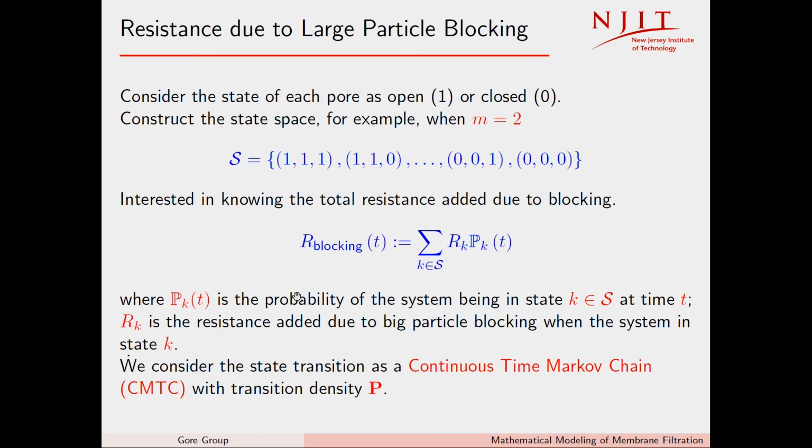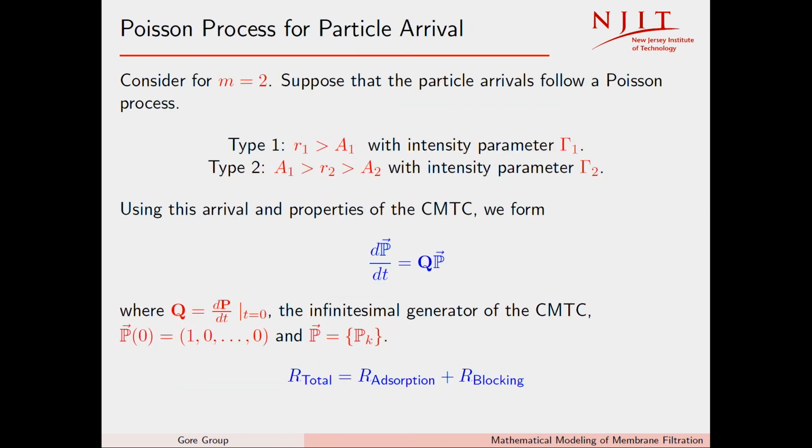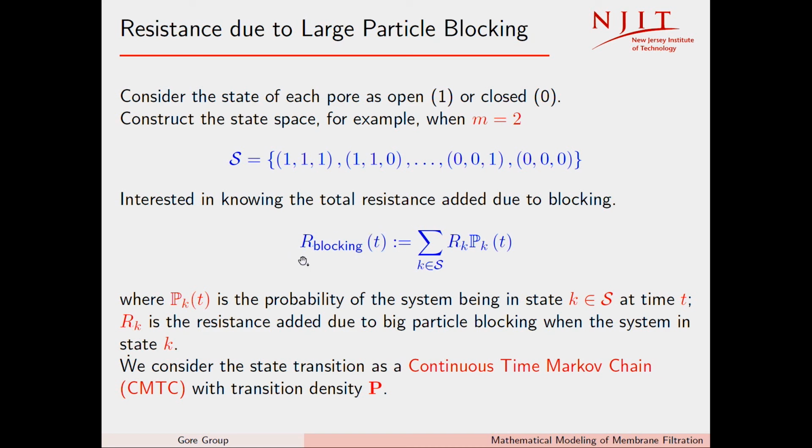In order to know the total resistance due to blocking, we have this formula here, which basically looks like an expectation value in probability. P_K is the probability of the system being in state K, which is one of those, at time t, and R_K is the resistance added due to the big particle blocking the top of the system. This is just a continuous time Markov chain. In order to calculate the total blocking resistance, we want to know what R_K and P_K are.